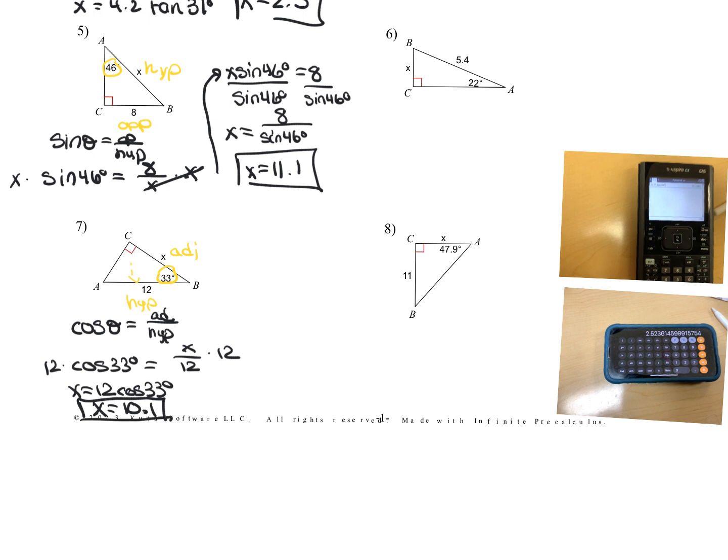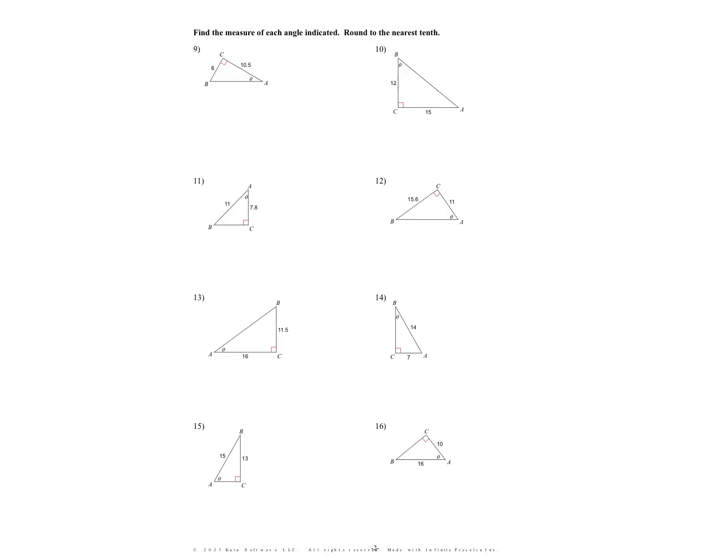So you could pause the video at this time if you want and do the evens, the 2, 4, 6, 8. I'm going to go to the back side, and the problems on the back are just a little bit different. So I'm going to do the problems on the back for you, and then you will finish this worksheet. This worksheet is due again on Friday.